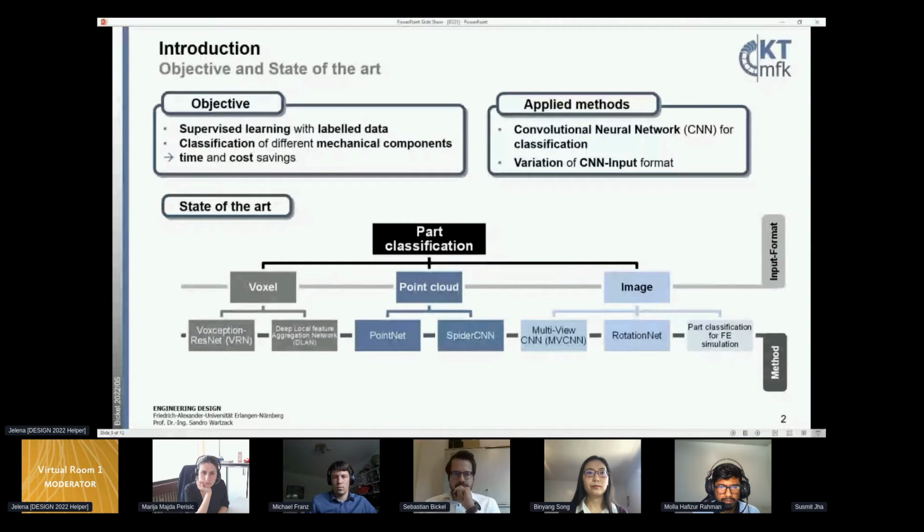Current benchmarks show that especially methods with images as input achieve particularly high accuracies. Therefore, images are also used as input for this new approach, but they are generated through a prior projection of the point cloud.